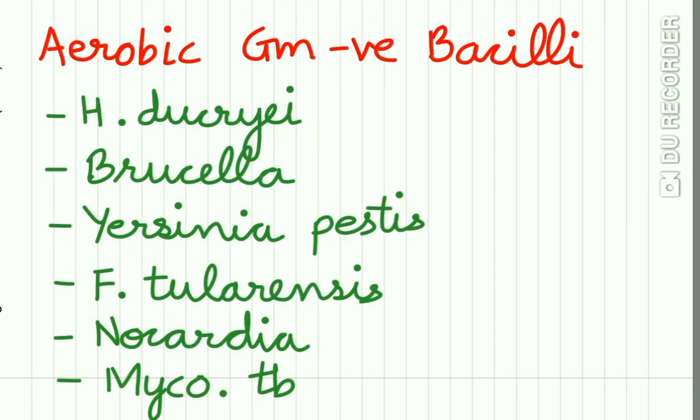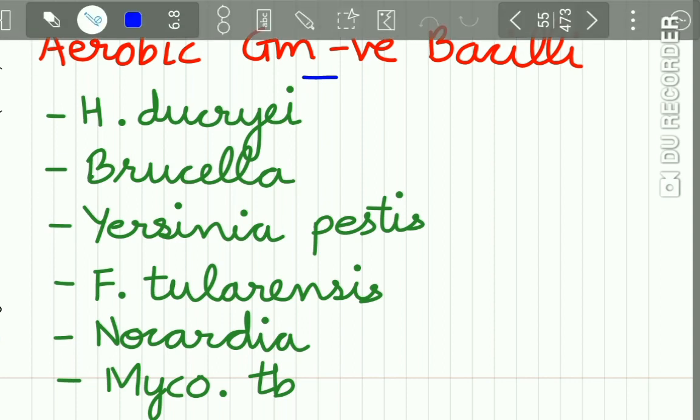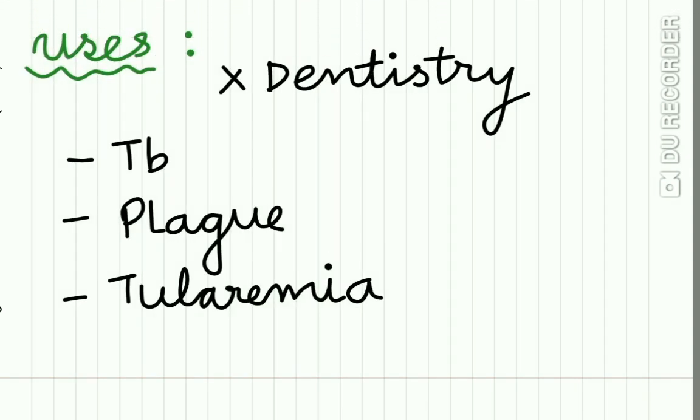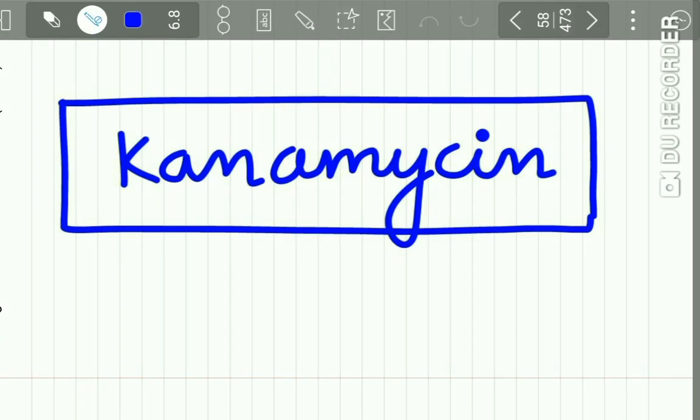It covers aerobic gram-negative bacilli such as Haemophilus, Brucella, Yersinia, F. tularensis, Nocardia, and Mycobacterium tuberculosis. Adverse effects of this drug include auditory disturbances, nephrotoxicity, hypersensitive reactions, and superinfection. Uses in dentistry are not so common, but in general medical practice it is used against tuberculosis, plague, and tularemia. Now the next drug is kanamycin.